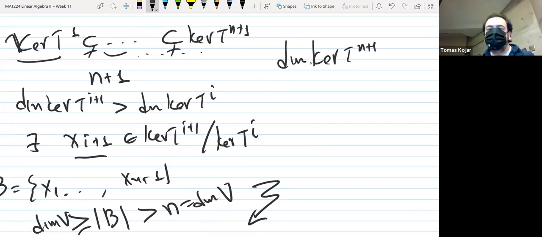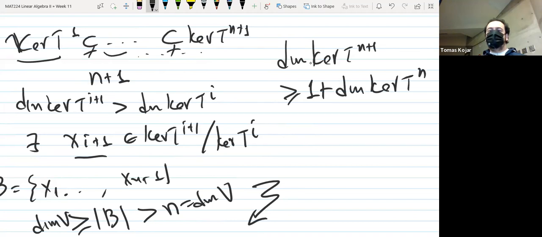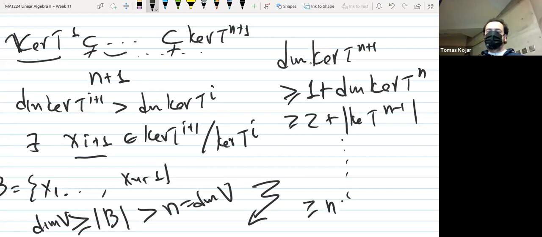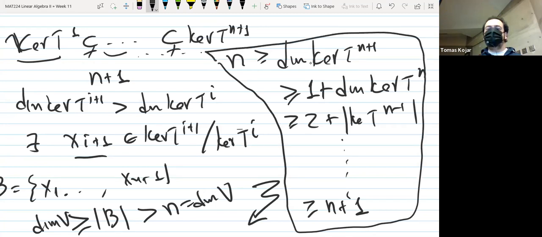So kernel of T^(n+1). Yeah, you know what? I think you had it right. So this is bigger than at least dim of kernel T^n, which is bigger than two times kernel of T^(n-1), which is bigger than n plus 1. But this guy is less than n, because it's a subset. Yeah, I like this part. Forget my nonsense. This is way more beautiful. This is a one-liner. So you just write like this, and you get the contradiction. Is that okay, Zoom people? Yeah. So I like this. Good argument.